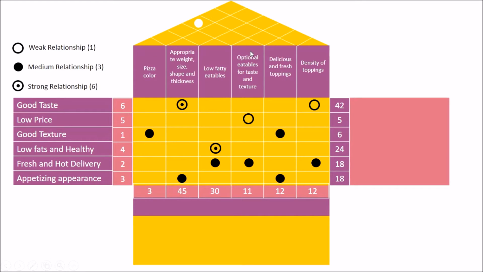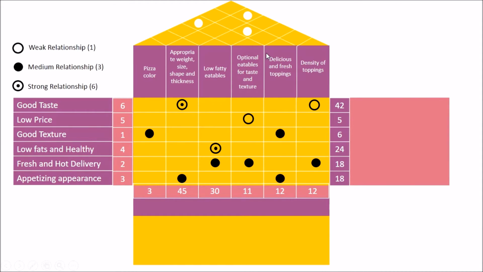This represents the relationship between the pizza color and the optional eatables for taste and texture. Now, pizza color is basically adding artificial flavored colors for appetizing appearance, so this is why they're related. Second, we have a relationship between appropriate weight, size, shape, and thickness, and density of toppings, because the density of toppings will determine the thickness of the pizza, which is why we related it to the appropriate weight, size, shape, and thickness.